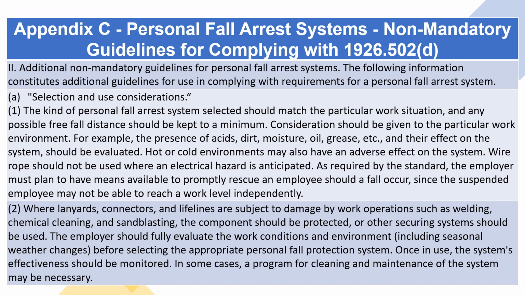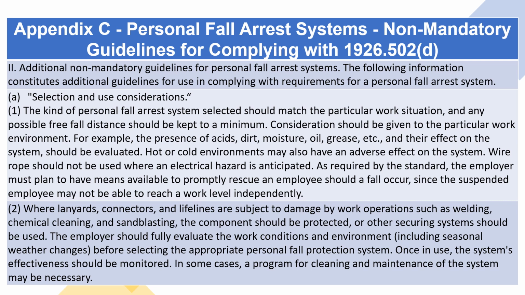2. Additional non-mandatory guidelines for personal fall arrest systems. The following information constitutes additional guidelines for use in complying with requirements for a personal fall arrest system. Selection and use considerations. 1. The kind of personal fall arrest system selected should match the particular work situation, and any possible free fall distance should be kept to a minimum.